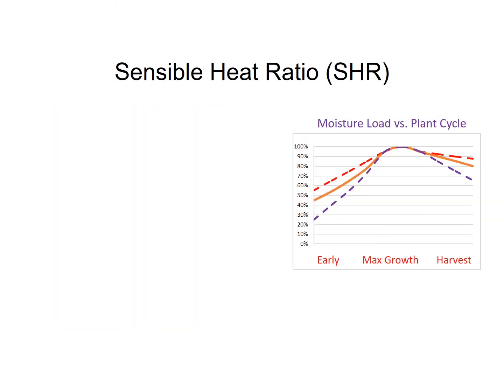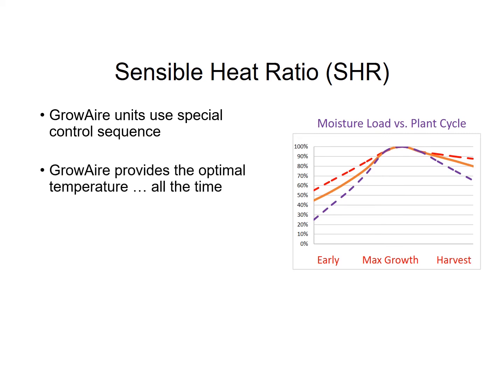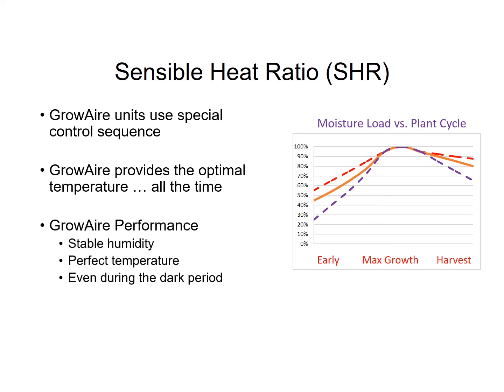The controls in the Grow Air unit with VPD Sync command the stages, airflow, and valve positions to provide full modulation of the refrigerant system. This provides the optimal temperature from the machine at all times to maintain both temperature and humidity. Through the use of full-sized, fully modulating hot gas reheat coils during the dark period, the Grow Air can provide air at not only a stable humidity, but at a perfect temperature.